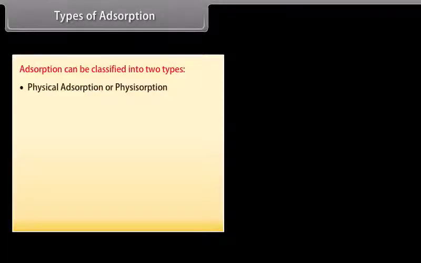Types of adsorption. Depending upon the nature of forces existing between adsorbate molecules and adsorbent, adsorption can be classified into two types: physical adsorption and chemical adsorption.